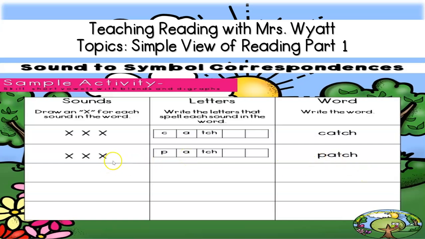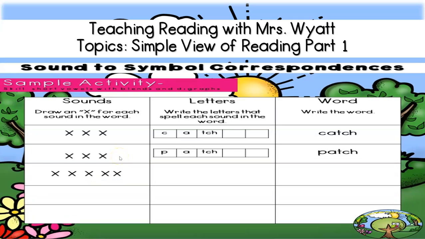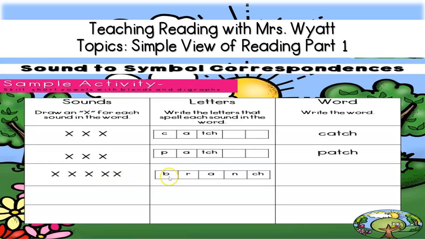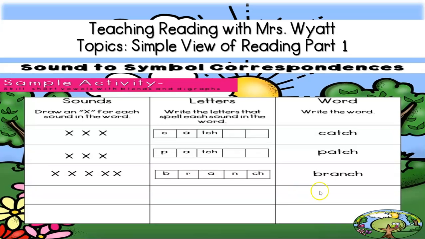And then our last example is branch. B-r-a-n-ch. All right, so here I have a blend, and you want to remind them to tell you what a blend is. They should know that that is when you can hear both of the sounds, so b, r, and ch. And because it's not right after a short vowel, that ch at the end of this word is actually going to be spelled with a CH.